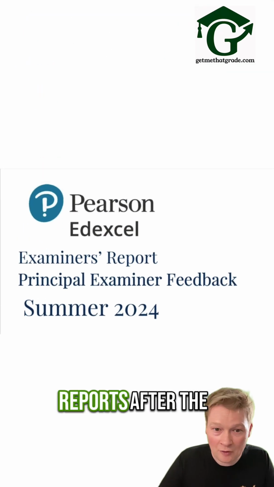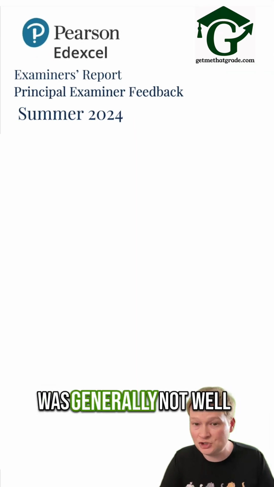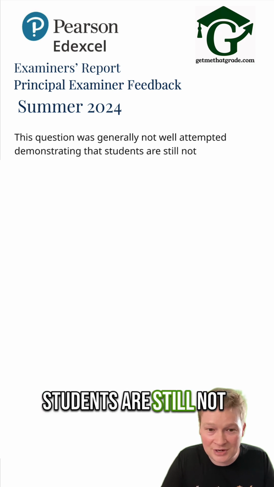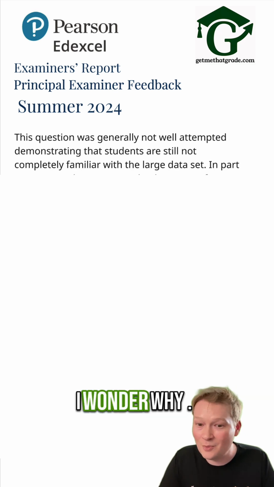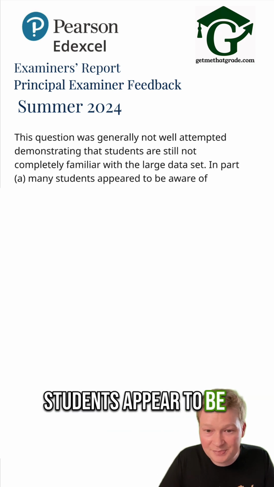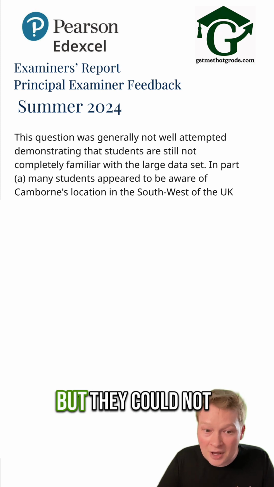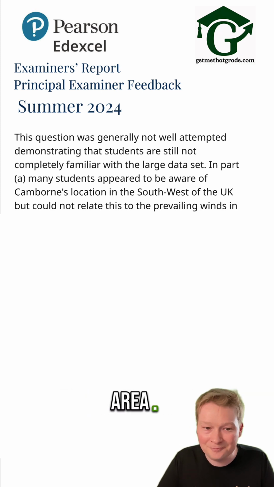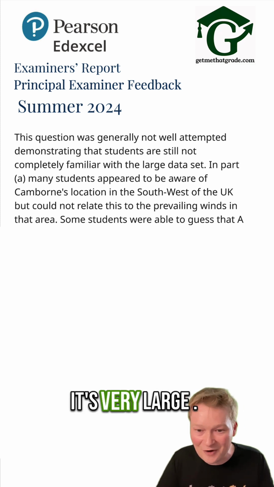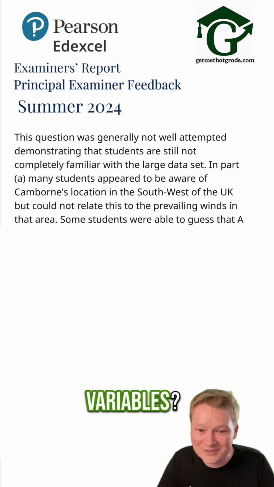Here's what the examiners said in their reports after the exams. They said that this question was generally not well attempted, demonstrating that students are still not completely familiar with the large dataset. I wonder why. In Part A, many students appeared to be aware of Camborne's location in the southwest of the UK. Good on those students. But they could not relate this to the prevailing winds in that area. I wonder why. That dataset is huge. It's very large. Has anyone actually looked at all of these variables? Have they had time to do that?